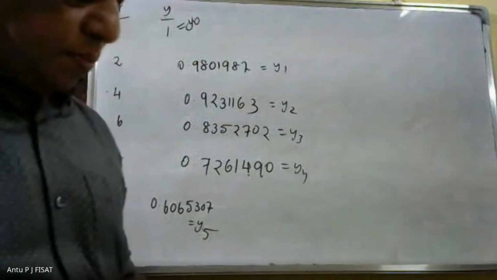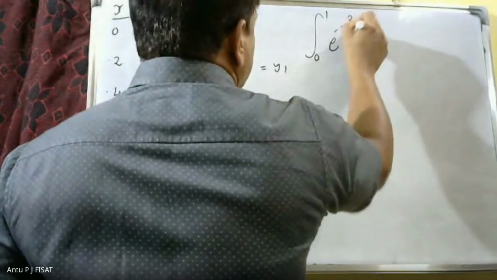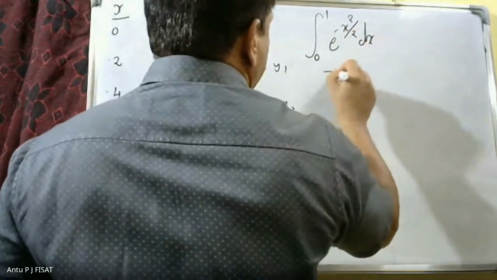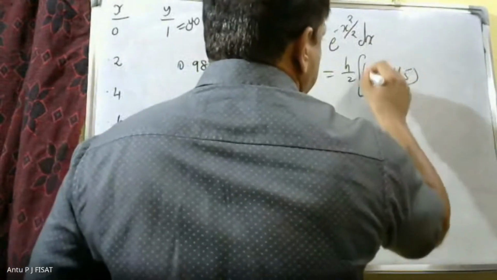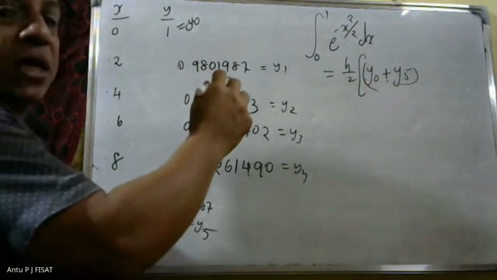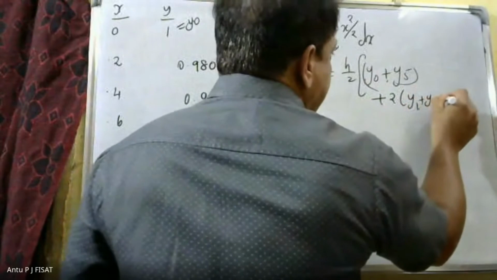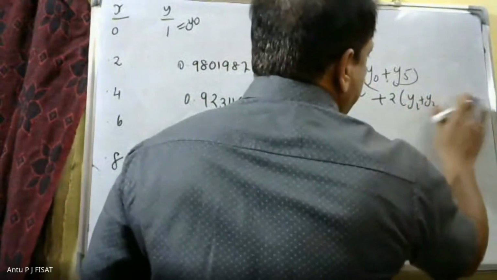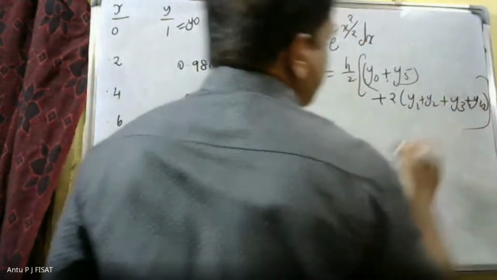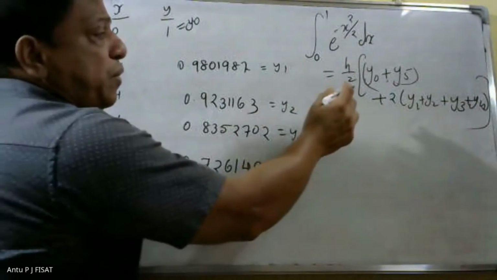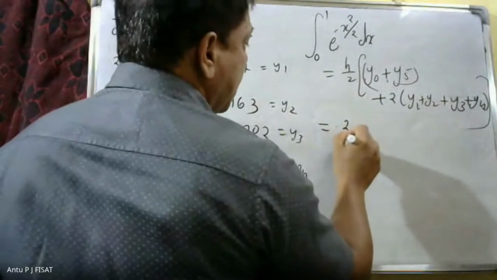The trapezoidal rule says that the integral from 0 to 1 of e raised to minus x square by 2 dx is h by 2 into (y0 plus y5), that is first term plus last term, plus 2 into (y1 plus y2 plus y3 plus y4). We know the values y0, y1, y2, y3, y4, so we just substitute here. Here h is equal to 0.2 by 2.